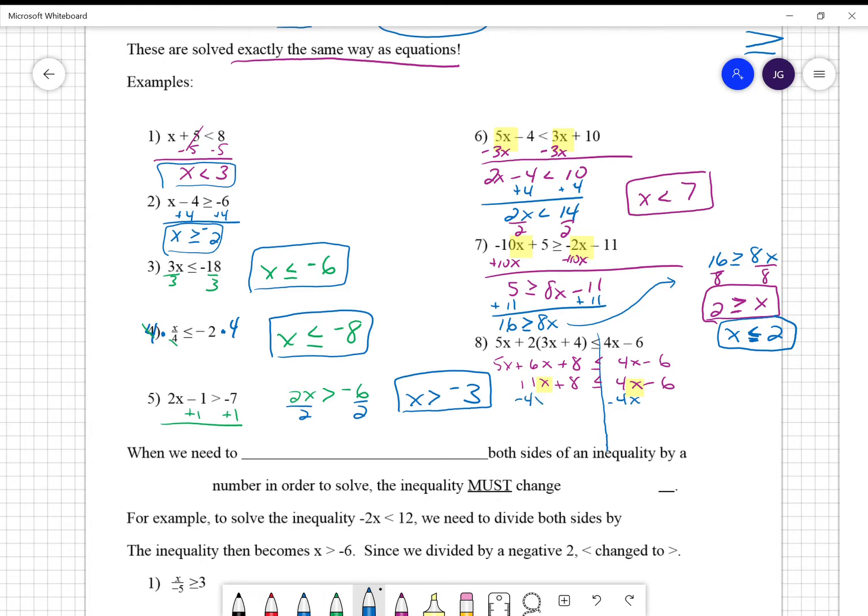And since I'm running out of room, I'm going to do the other step at the same time. Since my variable is going to be on the left, I want my number to be on the right, so I'm going to move the 8. My new inequality is 7x is less than or equal to negative 14. Divide by 7. x is less than or equal to negative 2.